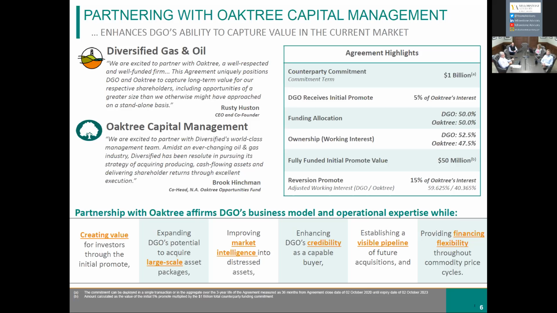The agreement we worked out, which I believe is a win-win for both parties, is a $1 billion commitment from Oaktree. They're going to invest right alongside us in deals, not as part of Diversified, but in their own special purpose vehicle, exclusive from Diversified. They'll put up $1 billion for acquisitions, and we'll put up $1 billion, so it'll be a 50-50 capital deployment, where we both put up 50% of the purchase price of an acquisition.